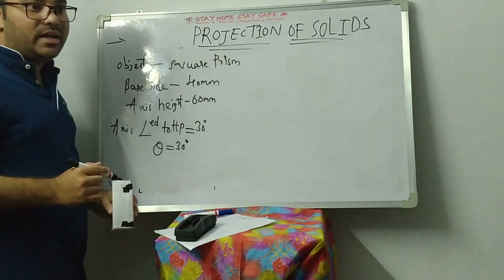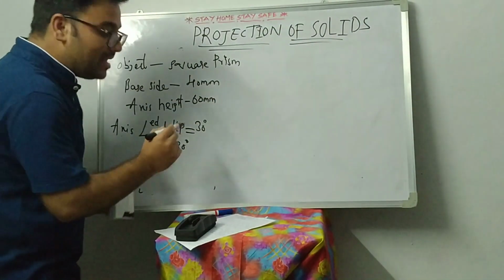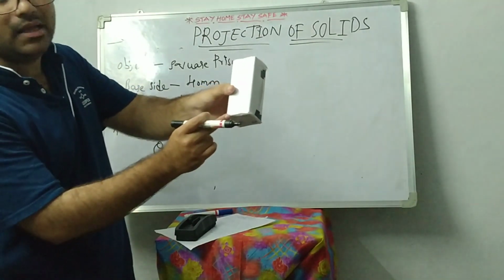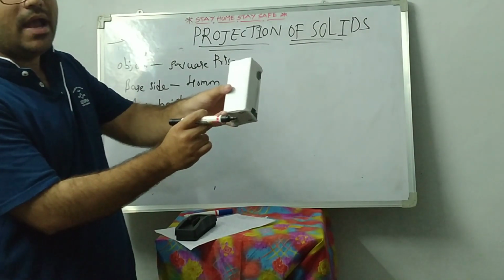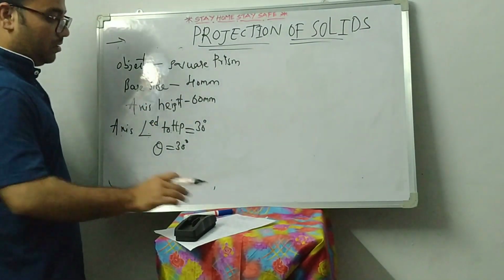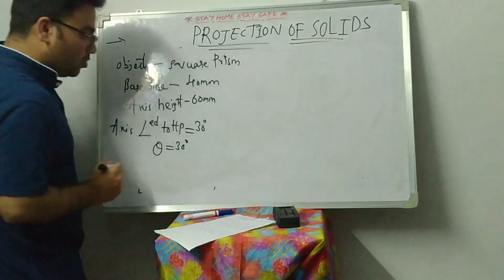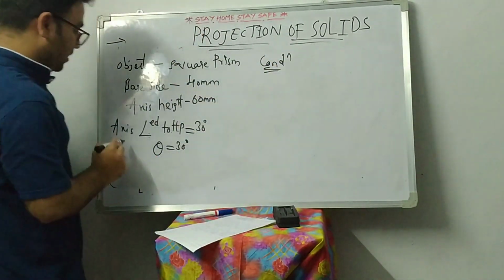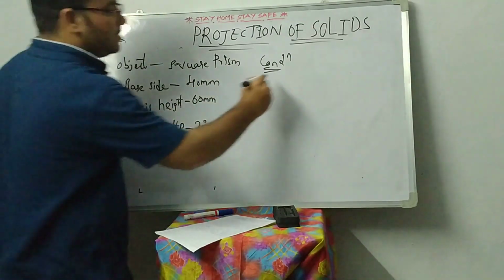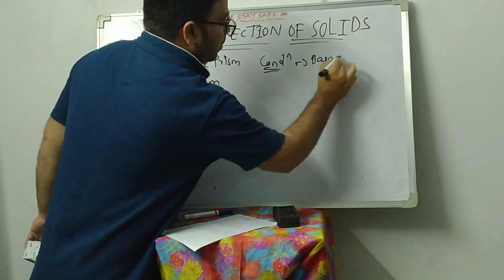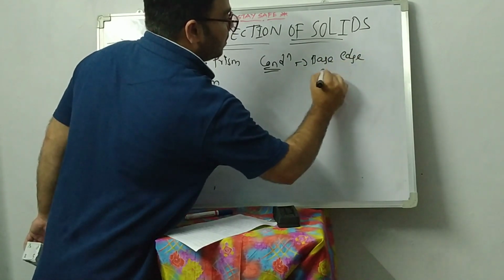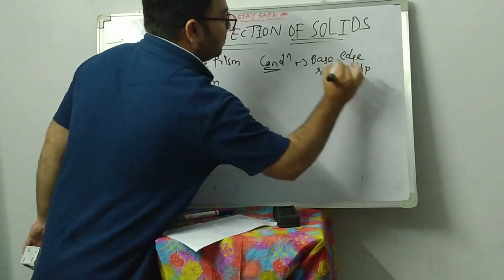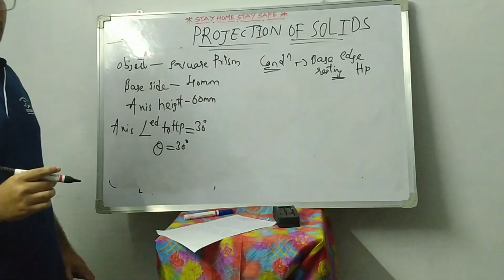One more term is also indicated: the base edge. Whatever the base edge is, the base edge is resting on the HP. This condition is very, very important and should be ensured while solving. So the first condition is the axis inclination, and the second condition is that the base edge is resting on the HP. This is also a very important condition while solving the problem.